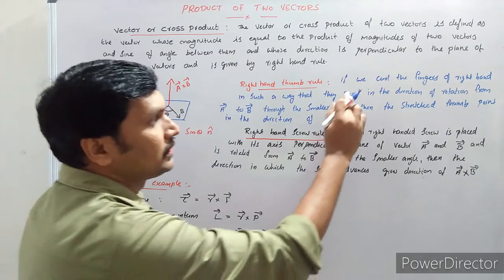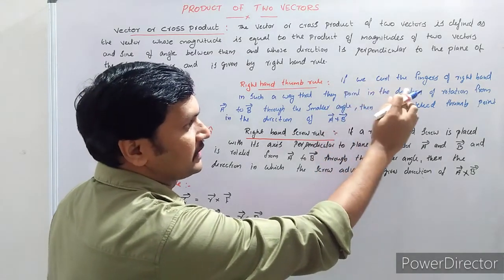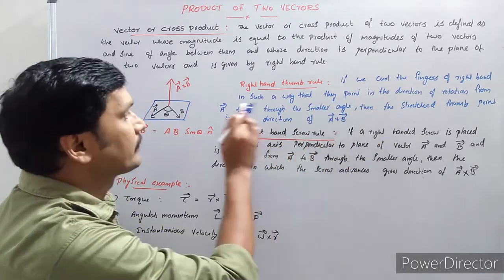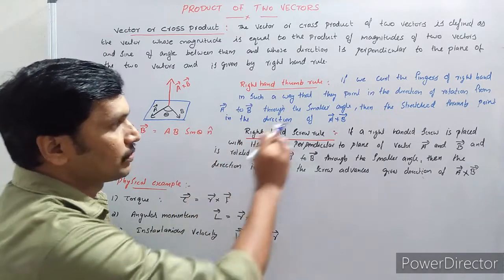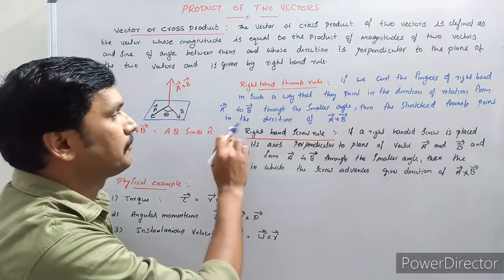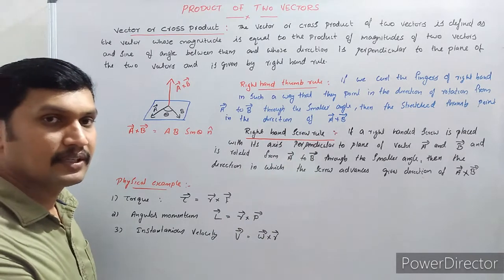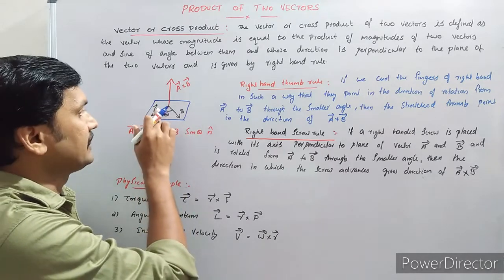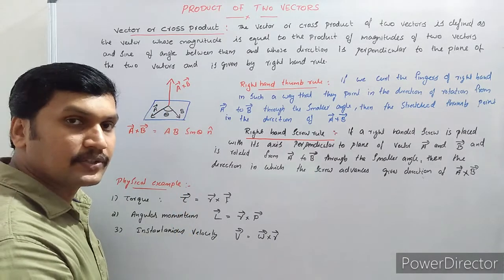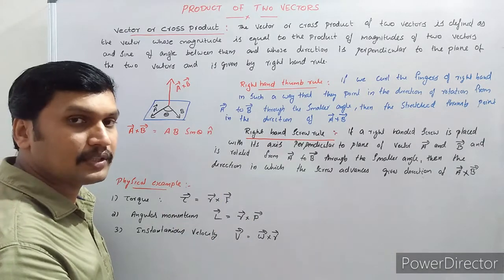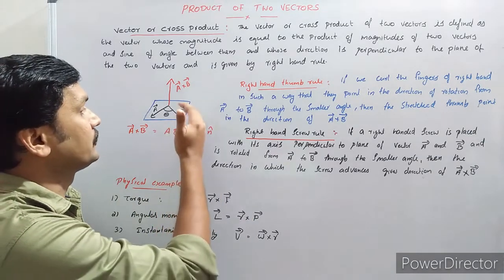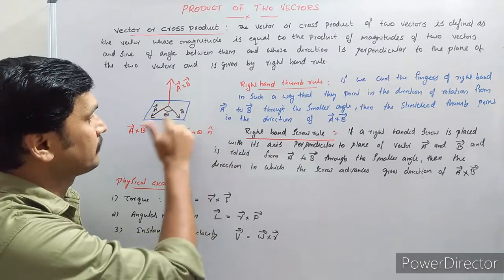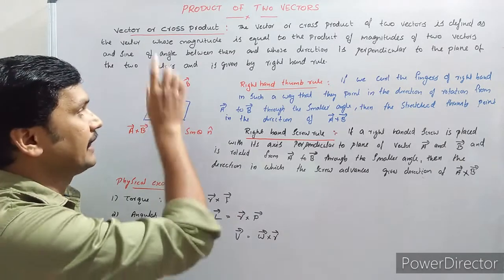According to the right hand thumb rule, if we curl the fingers of the right hand in such a way that they point in the direction of rotation from A to B through the smaller angle, then the stretched thumb points in the direction of A cross B. Here, A and B are the two vectors in this plane and theta is the smallest angle between them. So to apply this rule, curl the fingers from A to B through the smallest angle, and then the thumb points in the direction of A cross B.